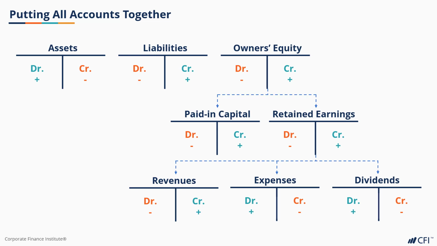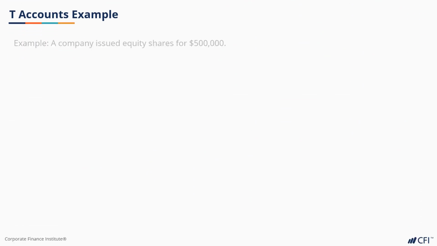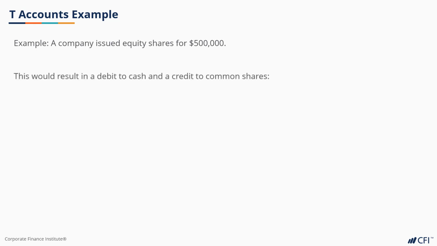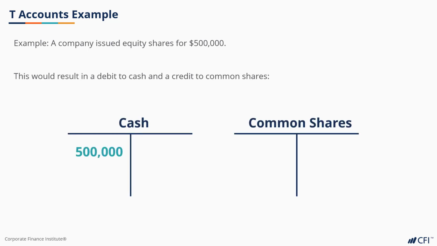Let's look at a specific example now to make the point. Imagine that a company issues equity shares for $500,000. Let's look at how it would be recorded. There are two transactions, as we mentioned. A debit to cash, which is an increase in cash. That's the proceeds the company receives from issuing the equity.